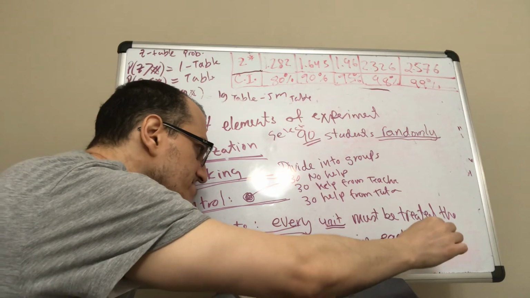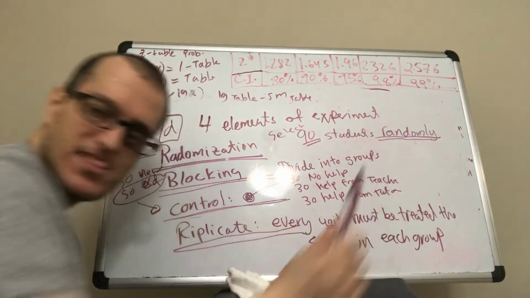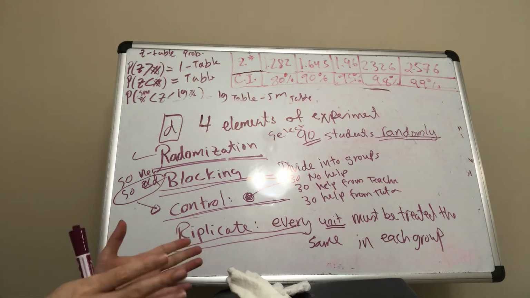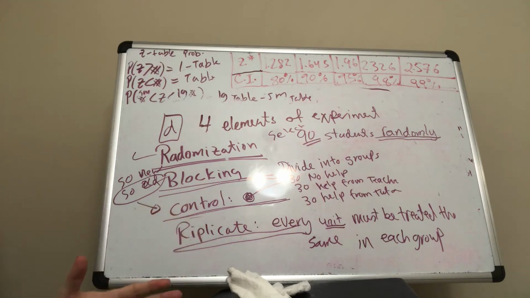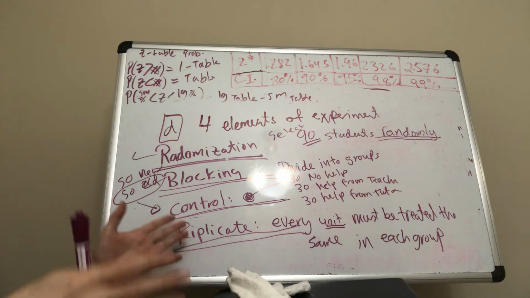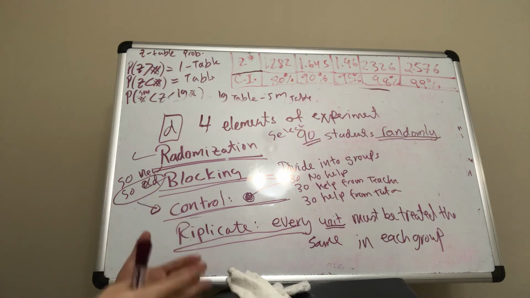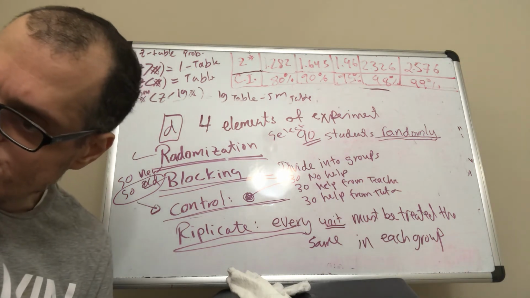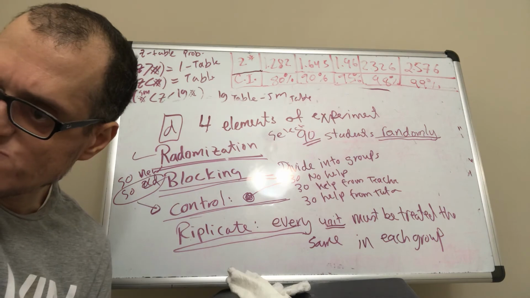And there was no mention of this directly, but you can assume that there is nothing that indicates that something was different or treatment was different. So you can say it's safe to assume that every unit must be treated the same in each group. Okay, this is it for this question. We go to question 4.